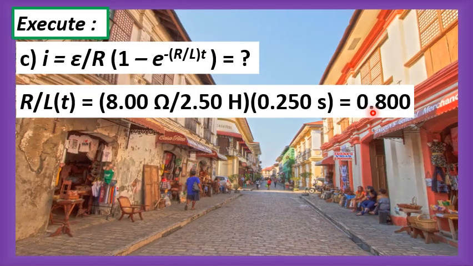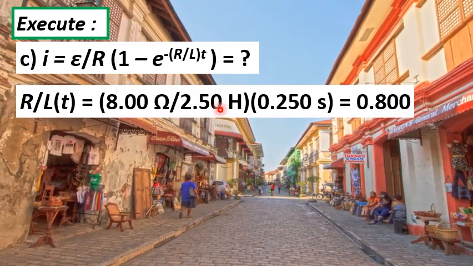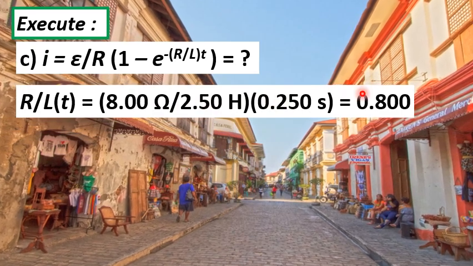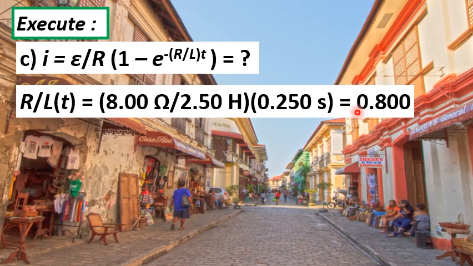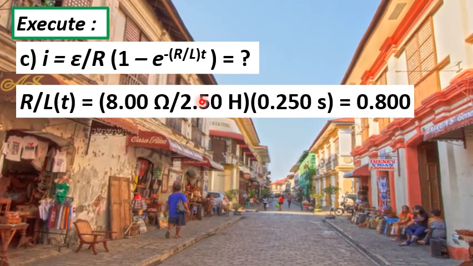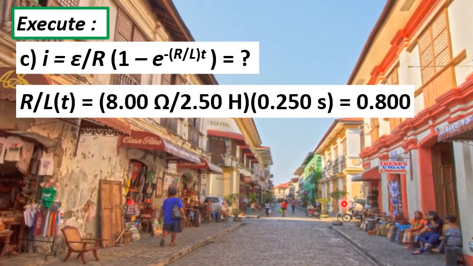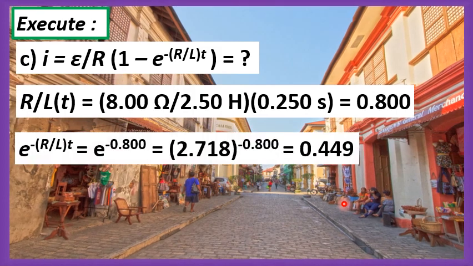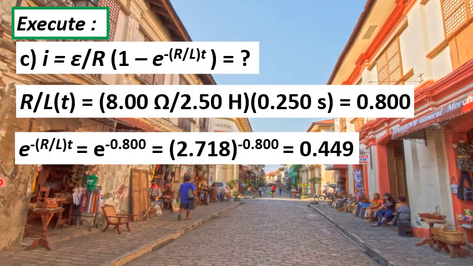So the result, after dividing and multiplying these values, we will get 0.800. So that means the power of the Euler's number is negative 0.800, which we can already substitute.